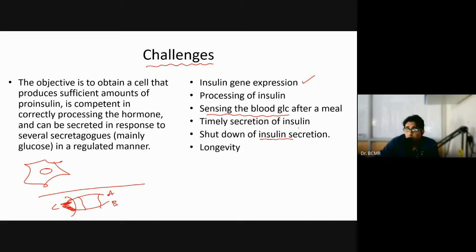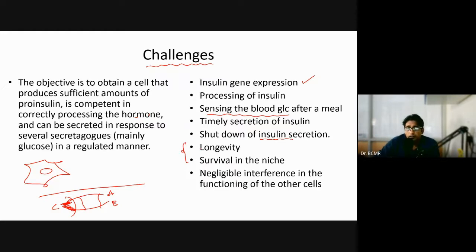And the cells that we are putting in should last for a long duration. It's not like every year you have to come and get a beta cell transplantation. That's not an ideal solution. Longevity and survival both go together; they should last for a long time. And the cells that we are putting into the body should not interfere with other cells, because we have alpha cells and delta cells and other cells within the region which should not be affected.